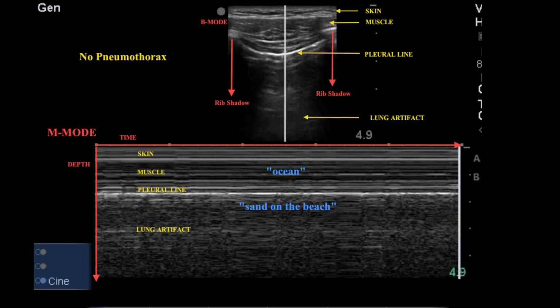If we see something on the original scan, we can turn our ultrasound into M mode. In other words, if you see something on the original scan, you can go to M mode to define what you're looking at.